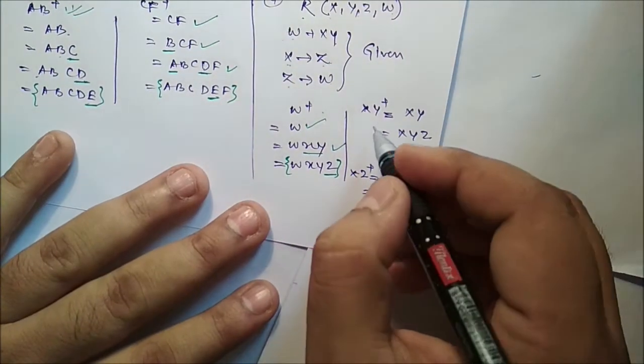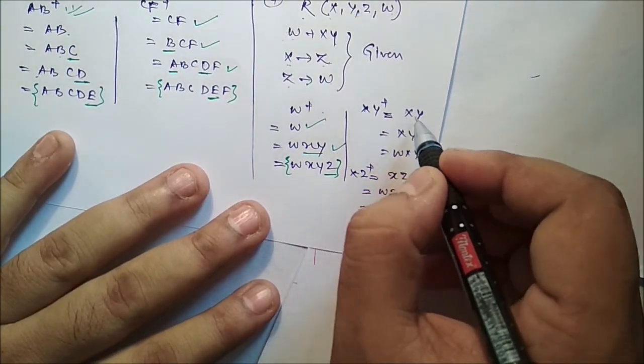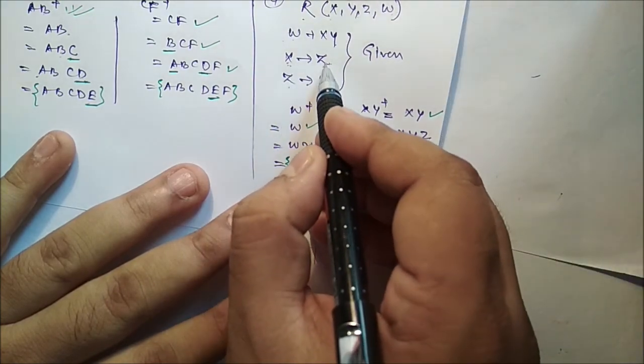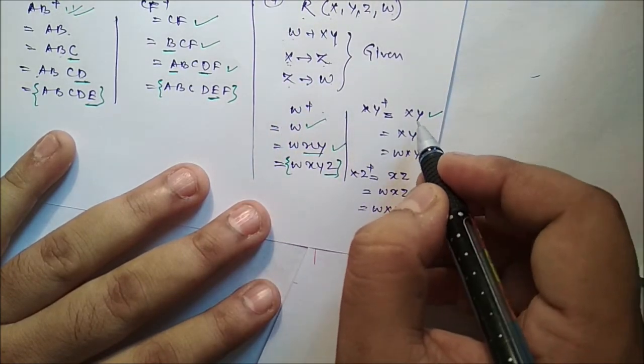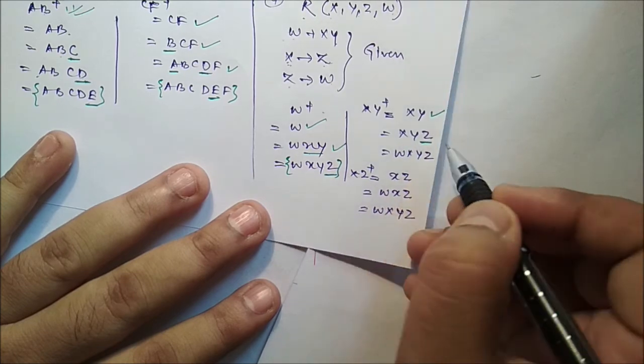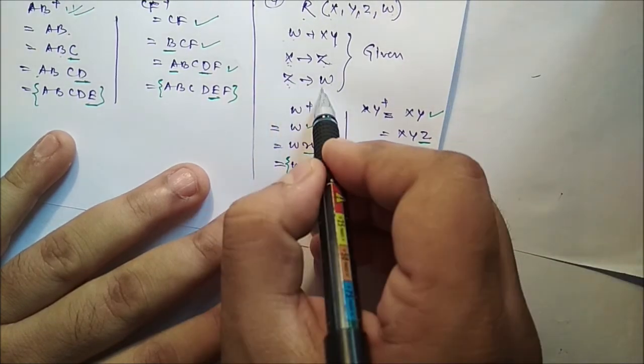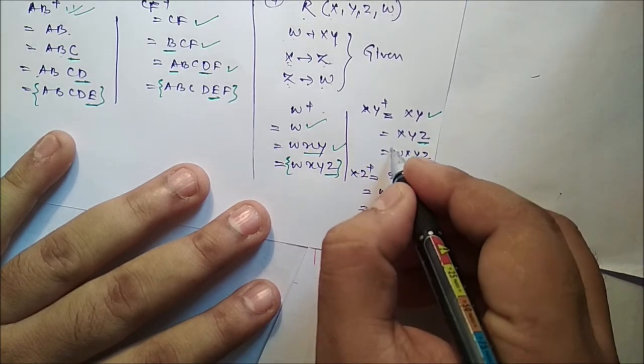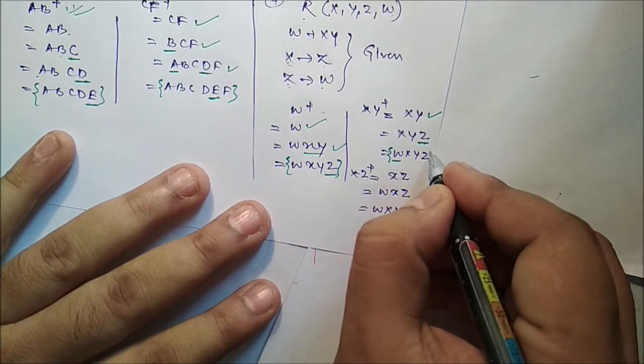Similarly, the XY closure. XY, no issue. Then if you know X, we know Z. That means we can include Z. And if you know Z, we can identify W. That means the XY closure is also WXYZ.